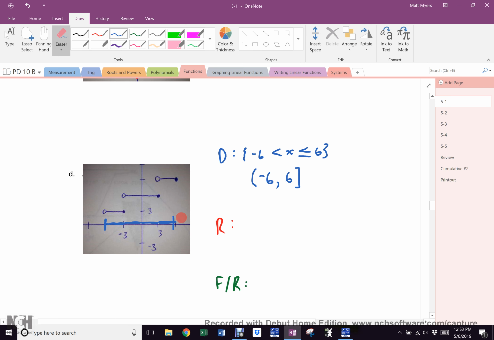Now, Jesse, what is your question? It does, but the negative 3 is included right there. This line goes to negative 2.999999 and so on.